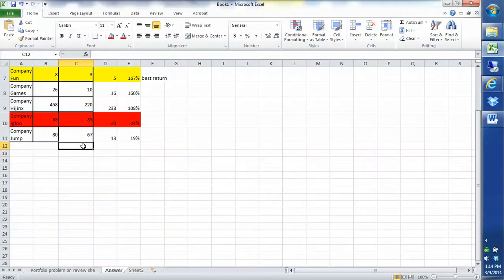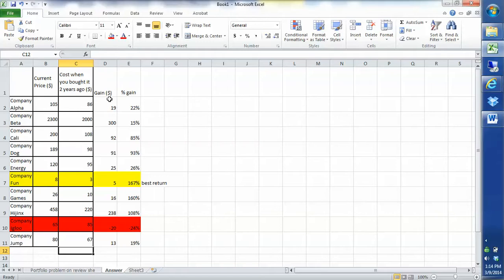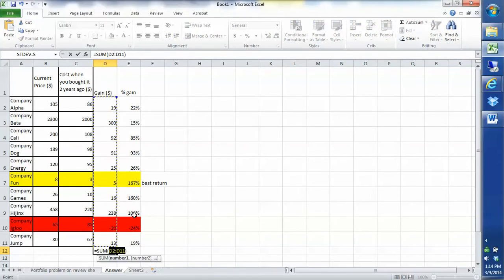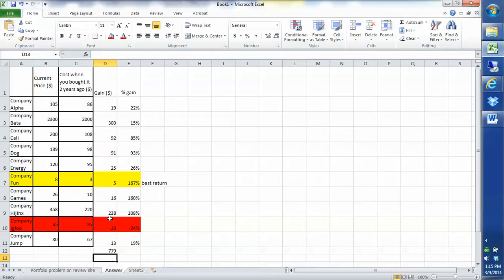All right, well, what was our portfolio gain? What we need to do is add up our gain on each and every one of our individual stocks that we bought. And I can do that pretty quickly here in Excel. You will have to use your calculator and add 13 minus 20 plus 238 plus 16 plus 5 plus 25 plus 91 plus 92 plus 300 plus 19. And you too will come up with $779, assuming your fingers did the right thing.